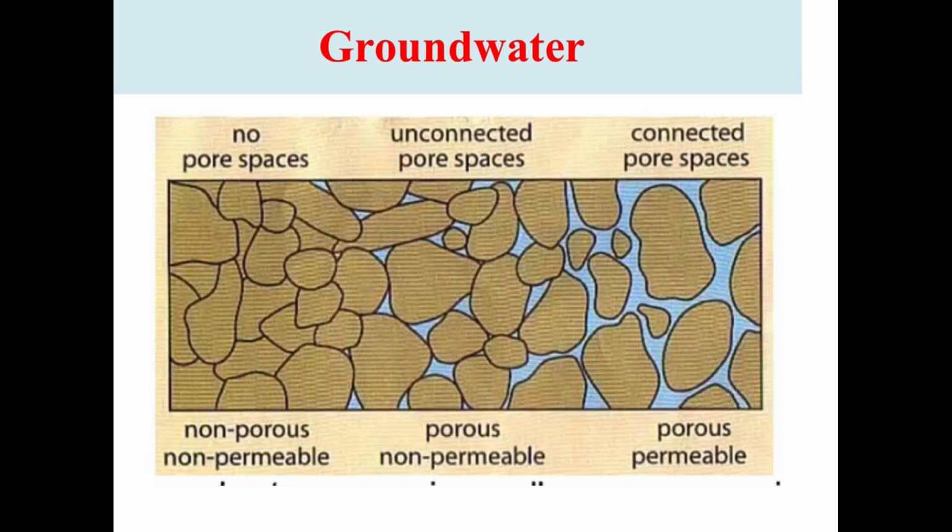This picture shows three conditions. Condition number one, it is non-porous and it is non-permeable. Whereas in condition two, it is porous as it occupies water in the space between the grains, but they are not connected, so it is impermeable. In condition three, it is porous as it is filled with the water, and it is permeable as the water molecules of this area can easily get connected to this area, so it is porous as well as permeable.